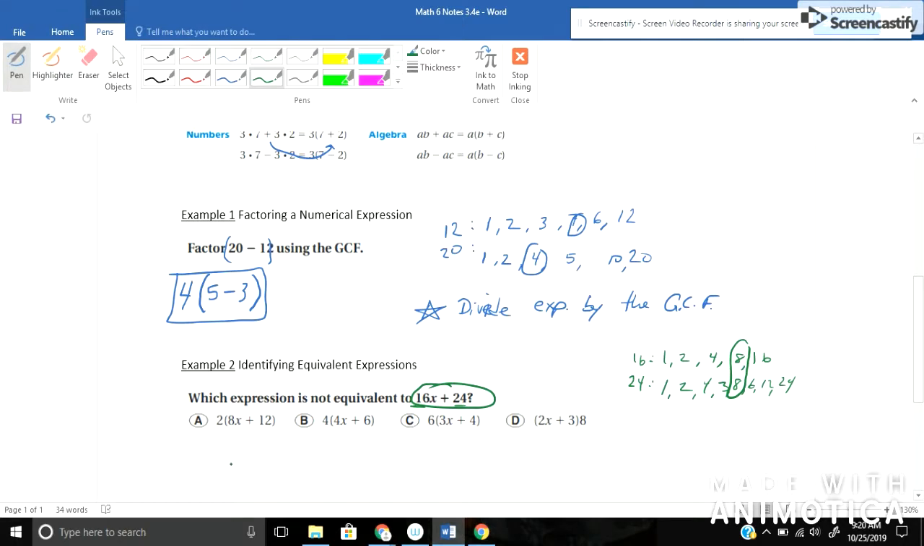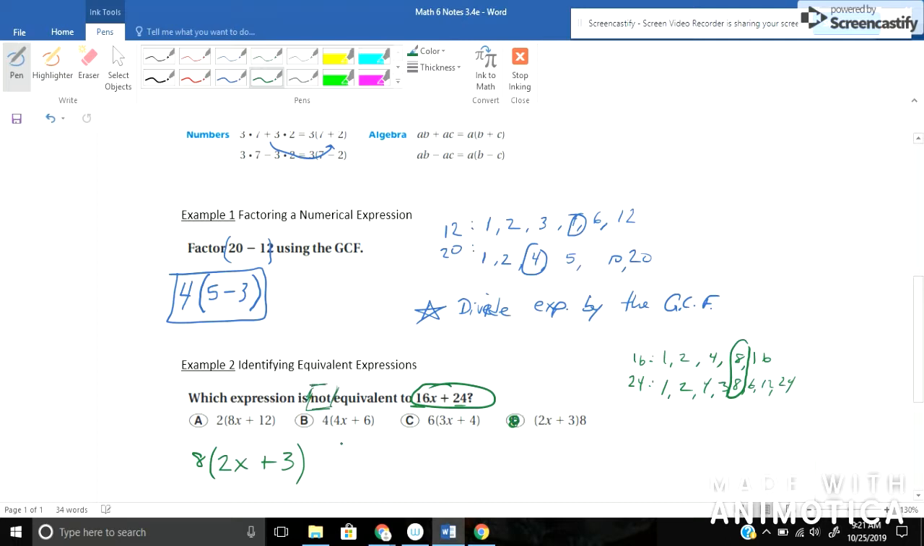Okay? So if I were to do that, I would come up with 16x divided by 8 would give me 2x, plus 24 divided by 8 would be 3. Okay? So in this example, which of these match up with one? Well, okay, if I took, that looks like letter D, 2x plus 3 times 8, great. So that would work, but the question asks which is not equivalent.